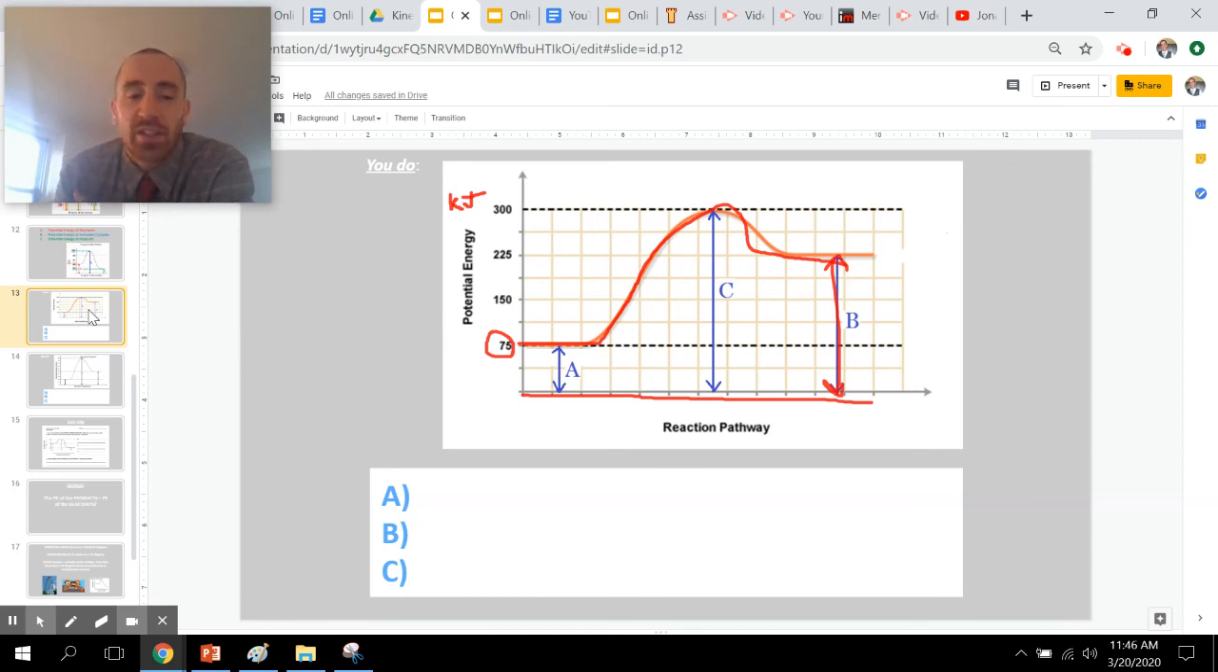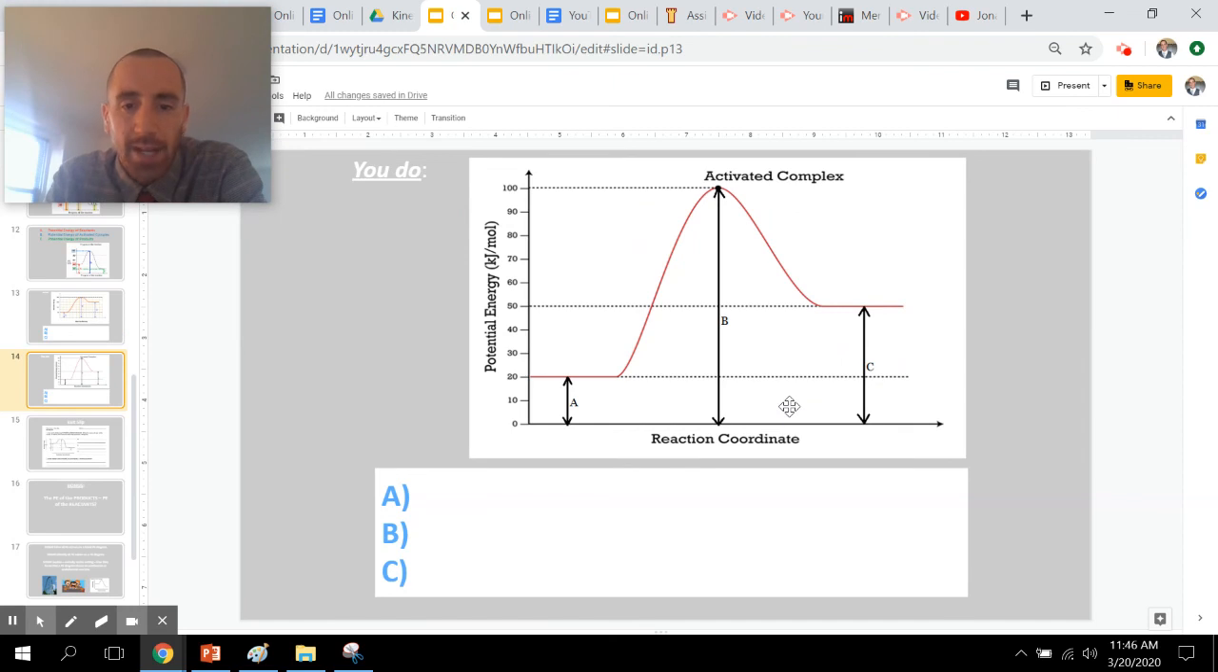So this should absolutely strike you as an endothermic reaction. The energy is lower on the reactant side than it is on the product side. Energy goes up from left to right. So that's an endothermic reaction. It absorbed energy, it gained energy. All right, one more, then your exit slip will be posted.